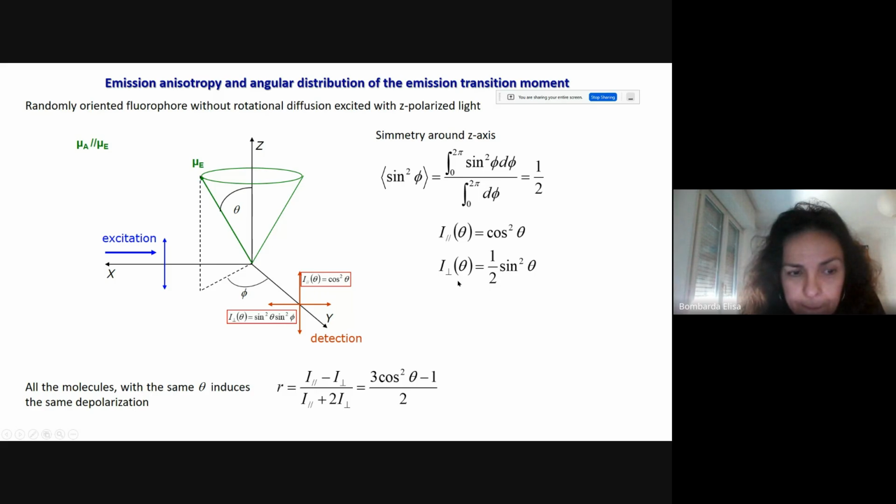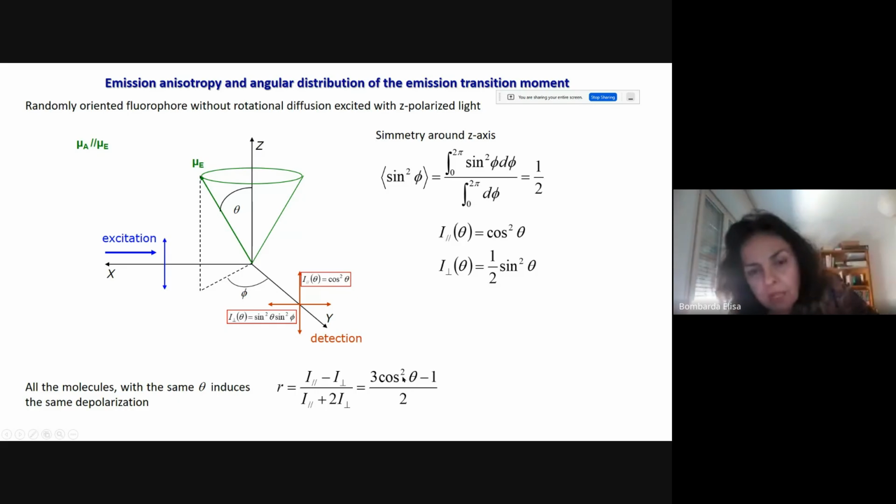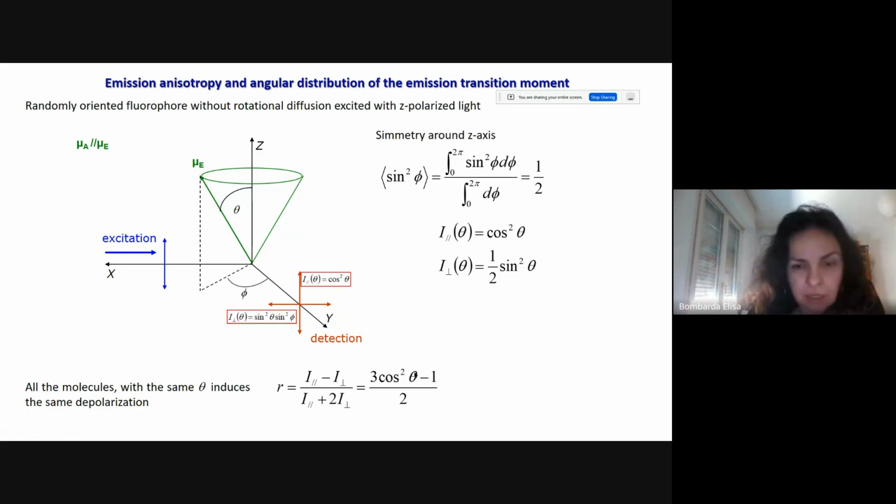And so all the molecules with the same theta induce the same depolarization. So if we look at the anisotropy of all these molecules, I just substitute and I get this value. That is the depolarization, depending, of course, on this theta angle.